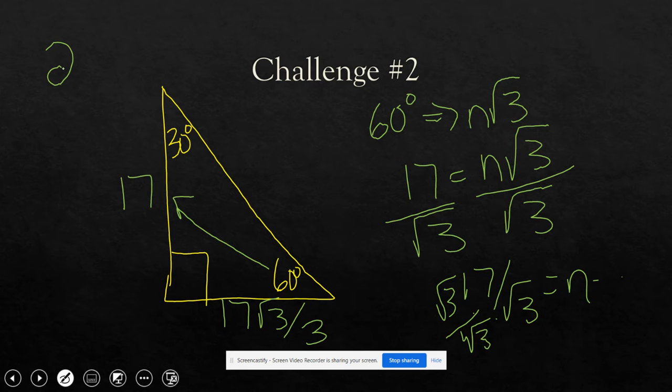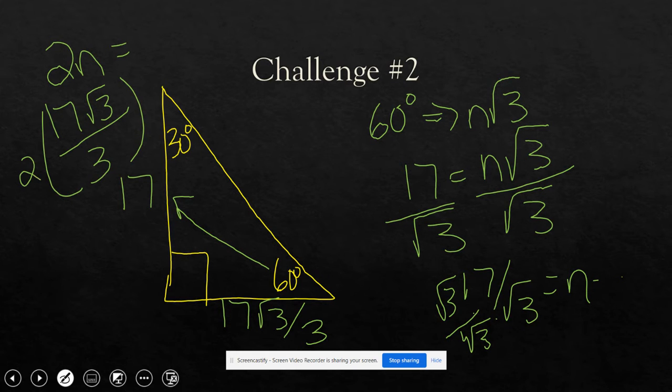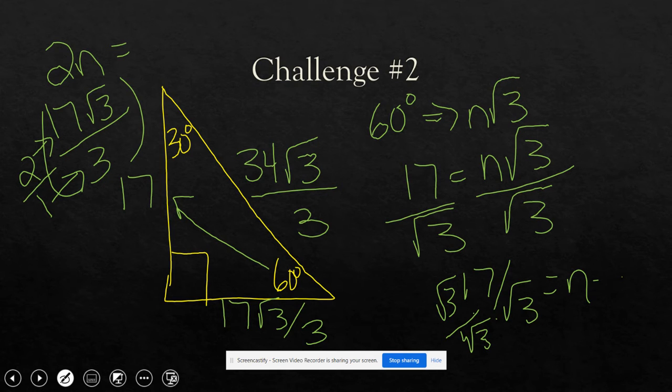Then for our 90-degree angle, which is 2n, or 2x, you have 17 square root of 3 over 3 times 2. Remember, we can make that 2 over 1 and we multiply straight across. So 34 square root of 3 over 3. And those are going to be our side lengths.